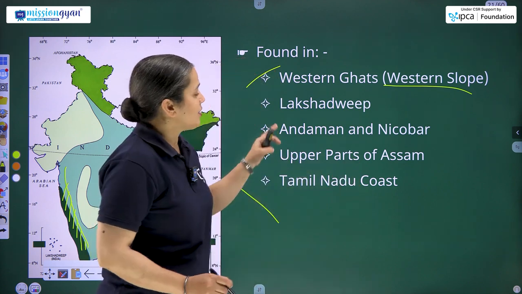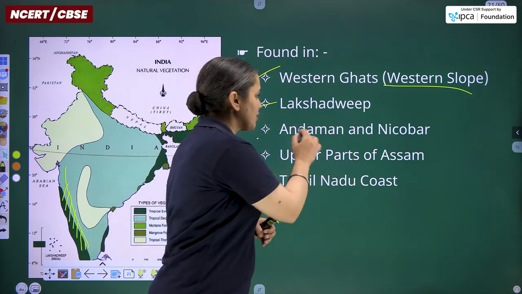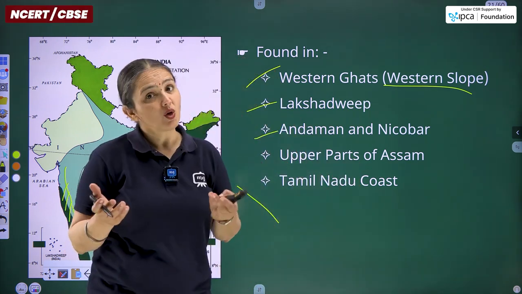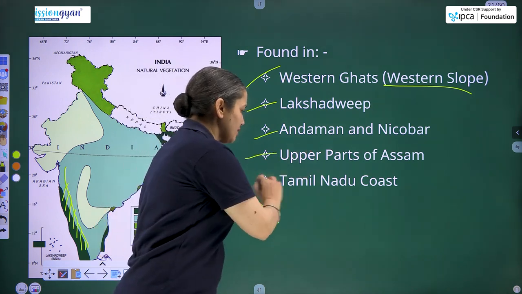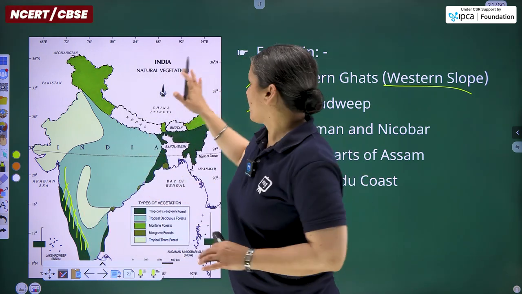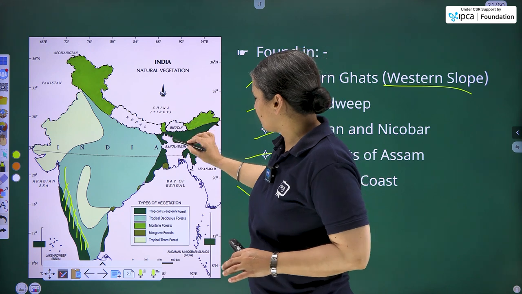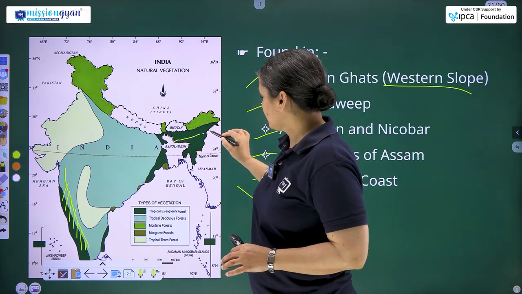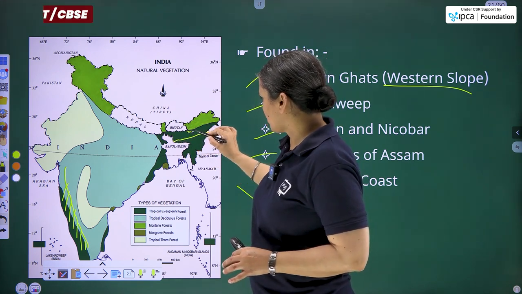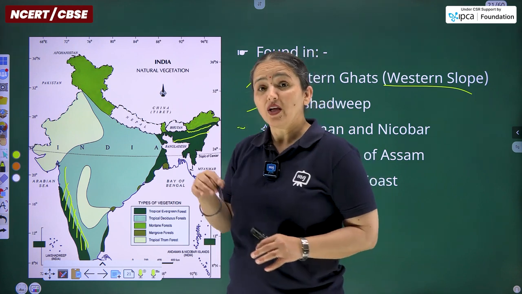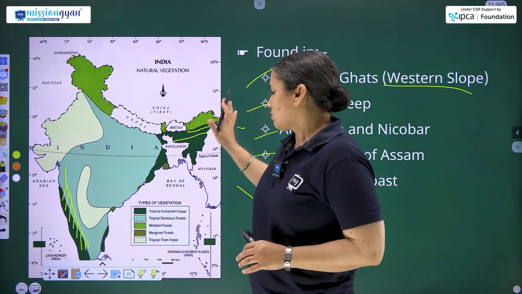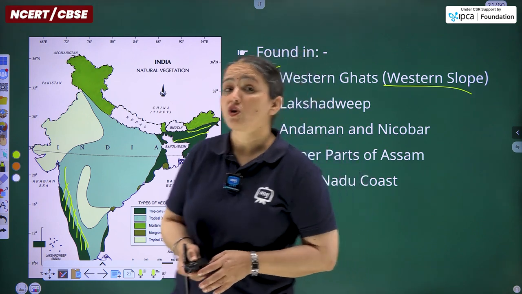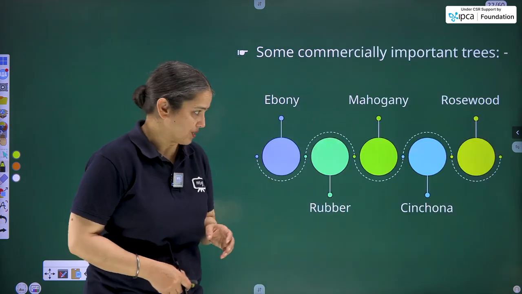Then coming ahead, we have Lakshadweep, Andaman and Nicobar Islands, as they are surrounded by water bodies, upper parts of Assam and the Tamil Nadu coast. Over here we have the upper parts of Assam, and we are going to talk about this region. Then we have the coast of Tamil Nadu, you can see. So these are the regions of tropical evergreen forests.